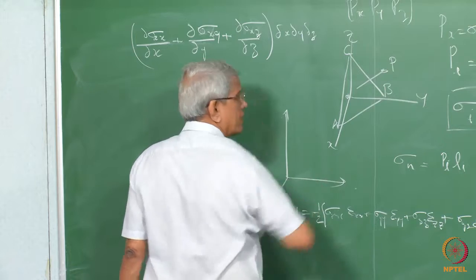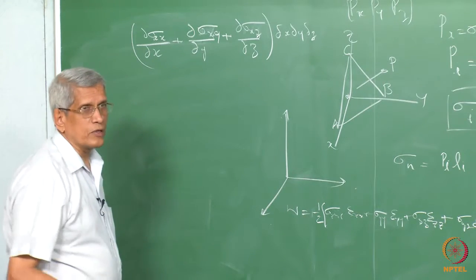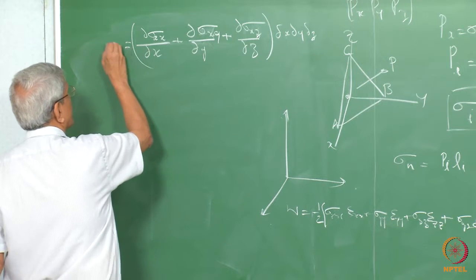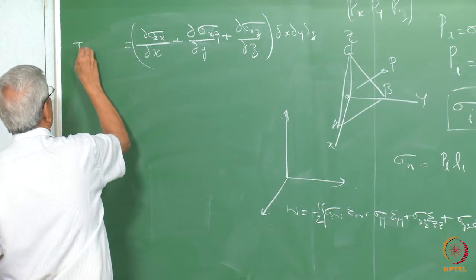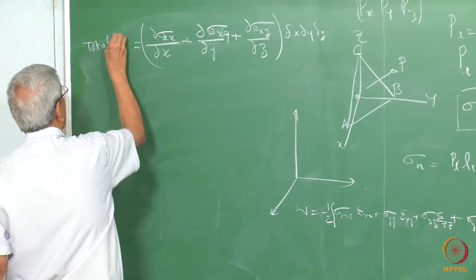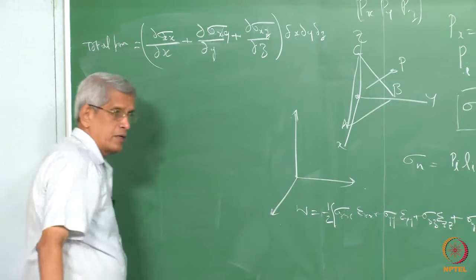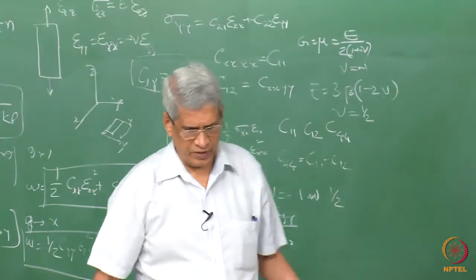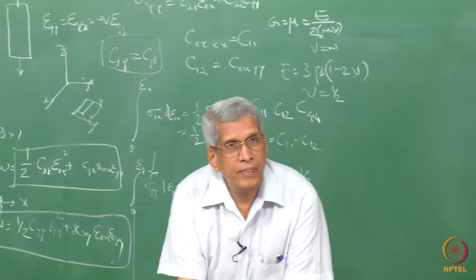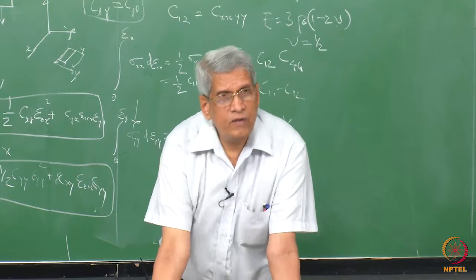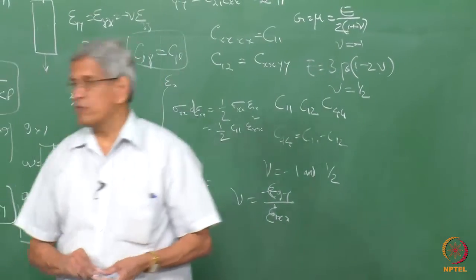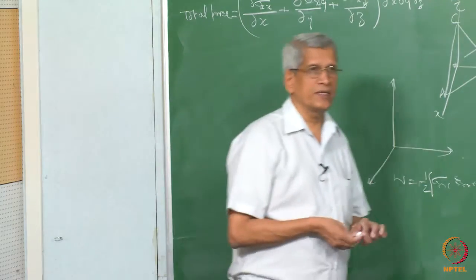Delta Z is the volume of this cube which we have considered. This is equal to the force which is acting on that surface in the x direction, correct? And if we divide it by that volume, that tells you what is the force. Force, how do we represent it?